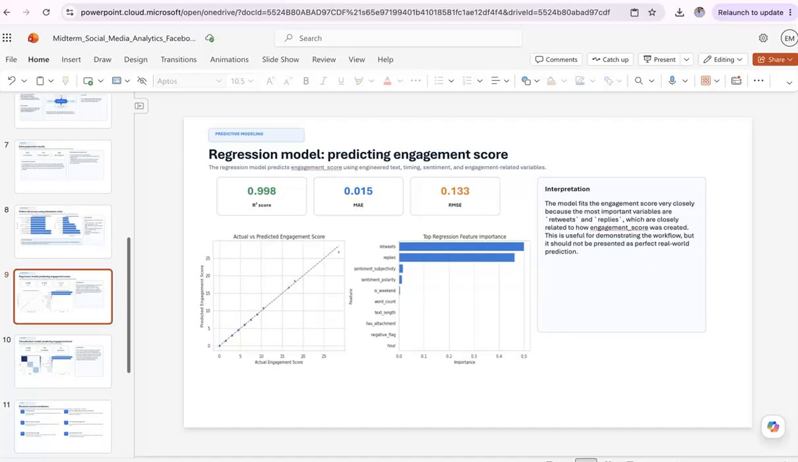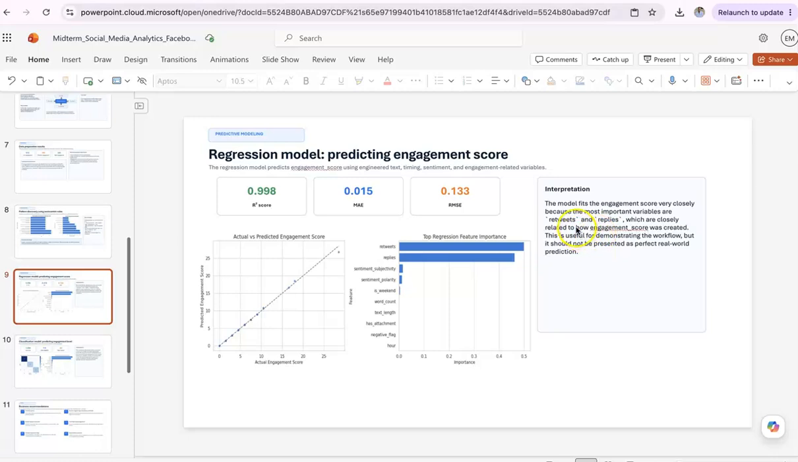This next slide talks about the regression model that's predicting engagement scores. So the regression model predicts the engagement scores using engineered features such as replies, text length, word count, time variables, sentiment polarities, and also comment structure. The model produces a very high R-squared score of 0.998, with a low mean absolute error of 0.015 and also a low root mean squared error of 0.113.